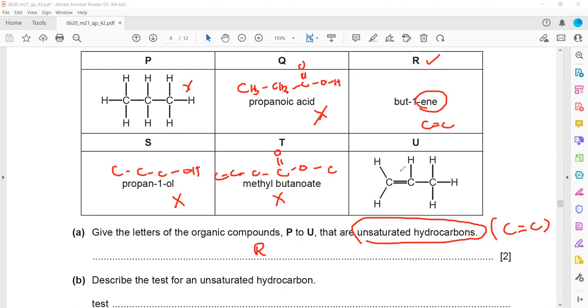And when we check the last one, you can clearly see there is a double bond in the structure. So that's why R and U will be the unsaturated hydrocarbons. So the term unsaturated means that they contain a carbon-carbon double bond.